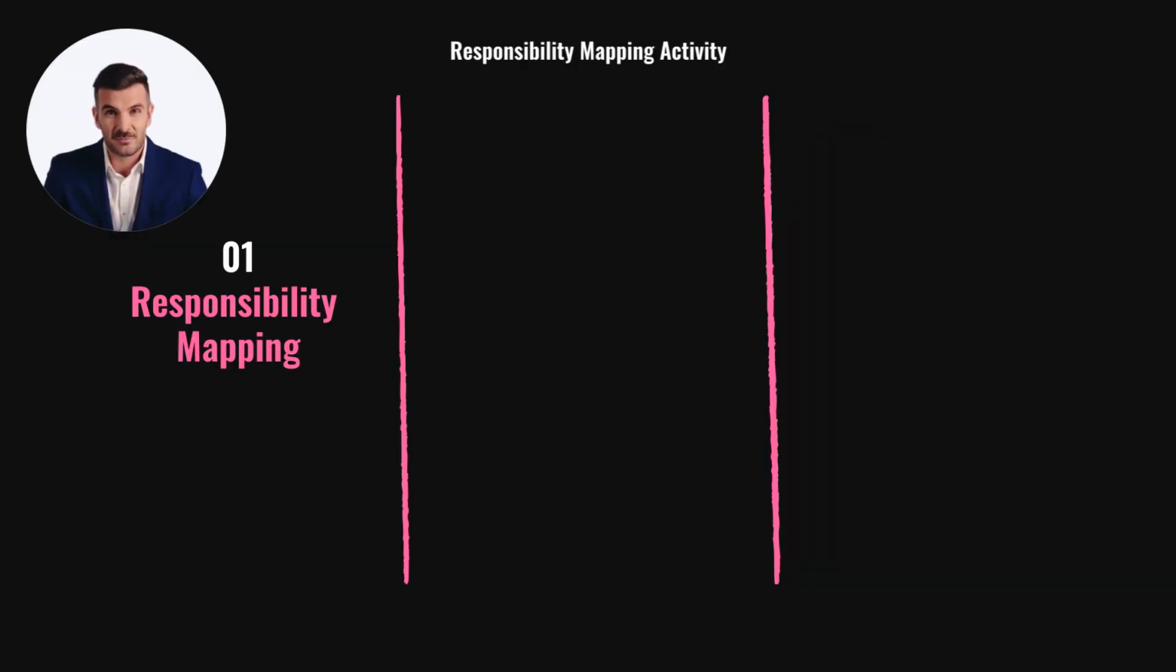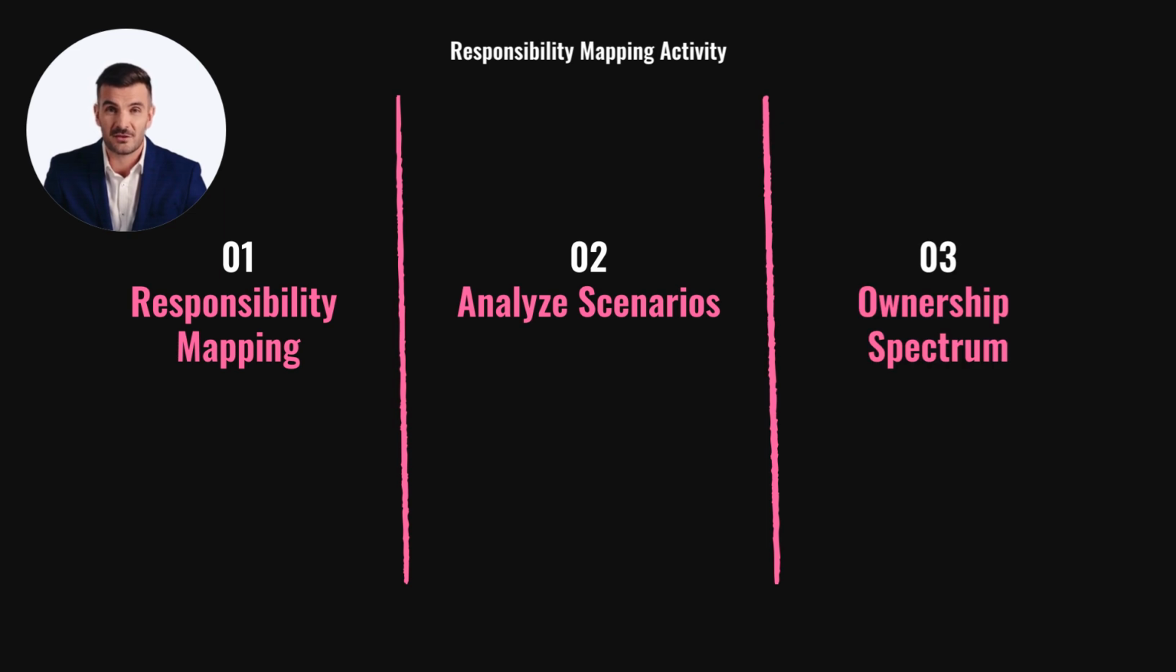Let's dive into responsibility mapping. We'll analyze scenarios to determine appropriate responsibility levels. Consider leading a class presentation, appropriate within student capabilities. Fixing school plumbing? Not so much, as it requires specialist skills. We'll create an ownership spectrum from "not my job" to "over-responsible" to better understand task ownership.